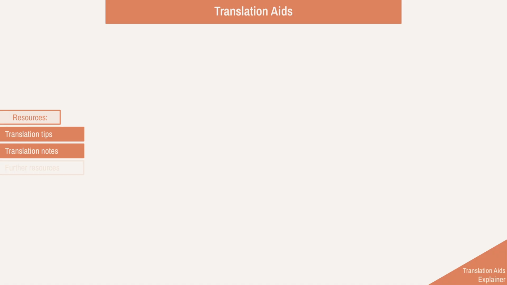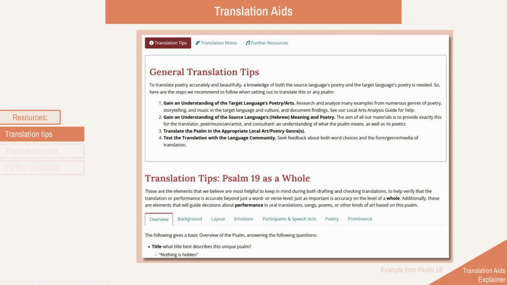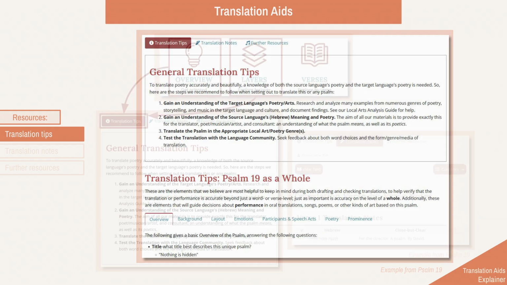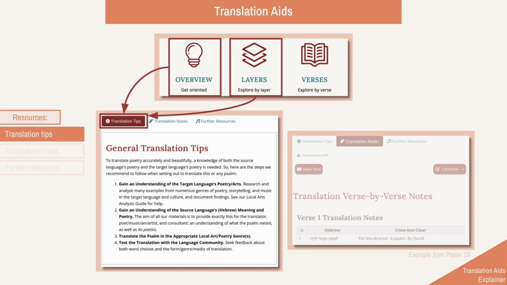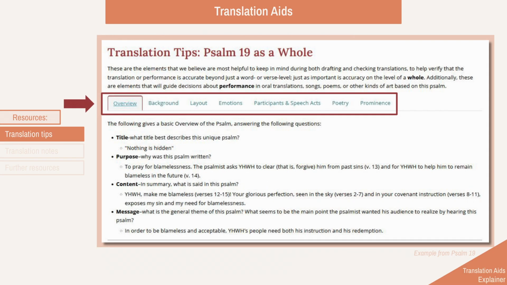Let's begin on the Translation Tips page, which covers the key information about the Psalm as a whole, which might be helpful to translators and performers. The resources for this page are taken mostly from our layer-by-layer resources, as well as the Psalm Overview page. This page is made up of 7 tabs covering key information which translators and performers should keep in mind for this psalm. In translation, verse-by-verse accuracy is important, but it is just as important to create a translation that is faithful to the psalm as a whole.